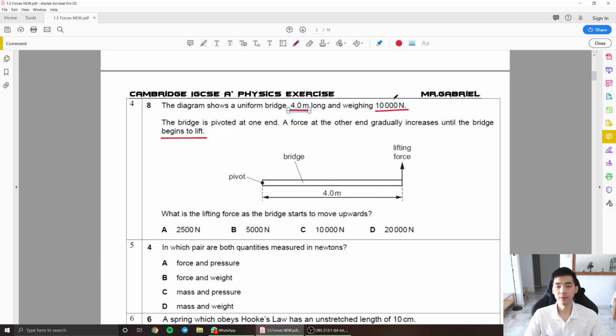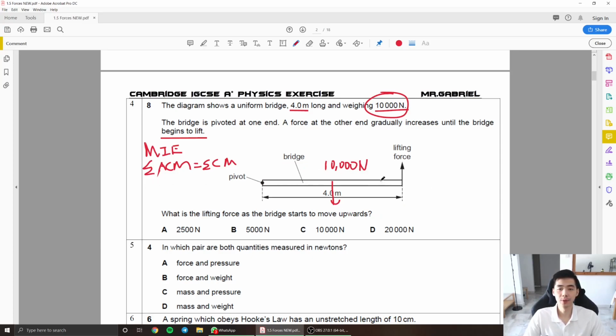So basically, first and foremost, we identify that this is the weight of the bridge, which is obviously going to act at the middle here. There is actually 10,000 newtons of force acting here. And since I see the word pivot, I know for a fact that this has to do with moments. And since there are two forces, one acting anti-clockwise and one acting clockwise, I know that this is the moments in equilibrium formula, which states that the total anti-clockwise moment must be equal to the total clockwise moment. From here, I just need to find how much moment this will generate, which is the clockwise, and how much moment this will generate, which is the anti-clockwise, and I should be able to find the answer.